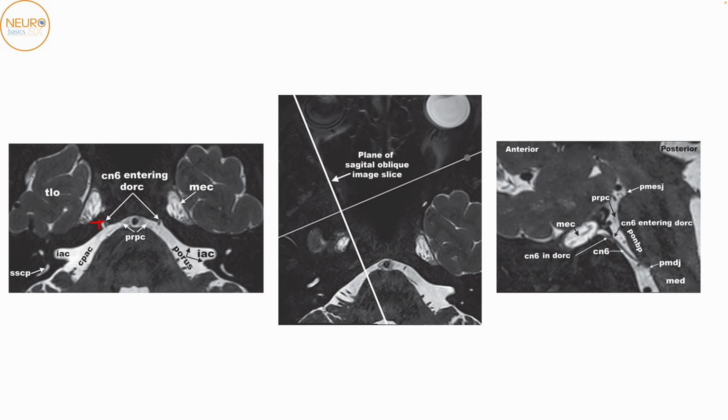You can also sagittal reformat the images and see the entire length of the 6th nerve. So this is the exit from the pontomedullary junction, and entering into Dorello's canal over here.